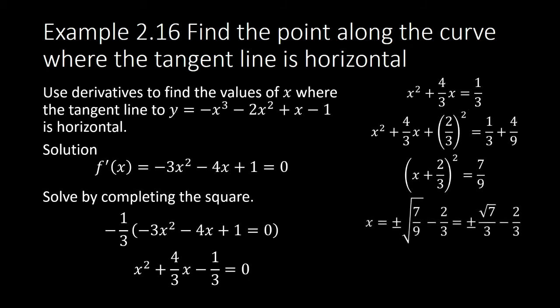So we should get the square root. x is equal to plus or minus the square root of 7/9, minus 2/3. So we have two values for x here. One is negative square root of 7 over 3 minus 2/3, and the other is positive square root of 7 over 3 minus 2/3. At these values of x, the line that is tangent to our function is going to be horizontal.